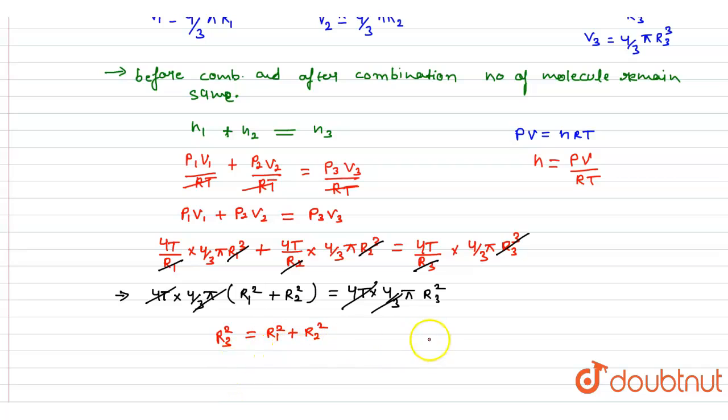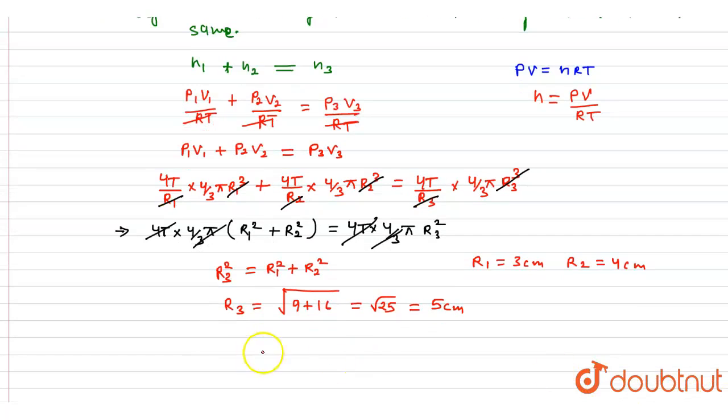We have R1 is equal to 3 centimeter and R2 is equal to 4 centimeter. By putting, we have R3 is equal to under root 9 plus 16, which is equal to under root 25, it is equal to 5 centimeter. So the radius of the final bubble is R3, which is equal to 5 centimeter. This is our answer.